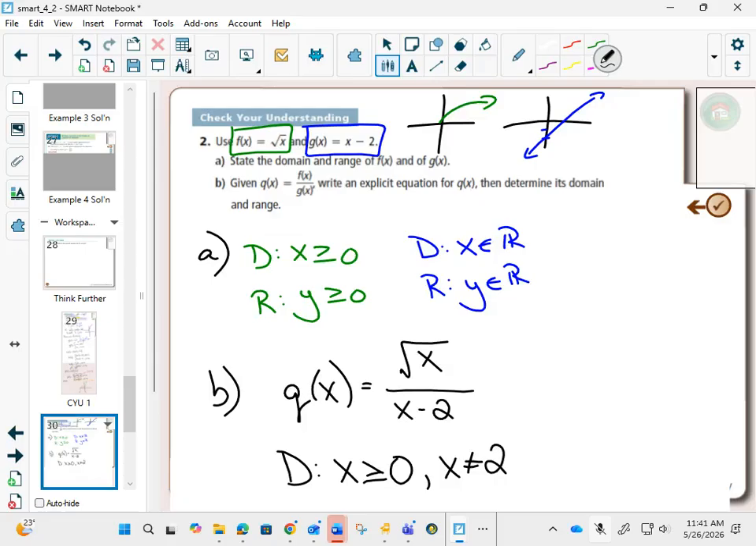So the domain you could do just by looking at the equation. We're basically taking the two things you know from math that you're not allowed to do. You're not allowed to divide by 0, and you're not allowed to take the square root of a negative. So I know my x values have to be positive or 0, but x can't equal 2.